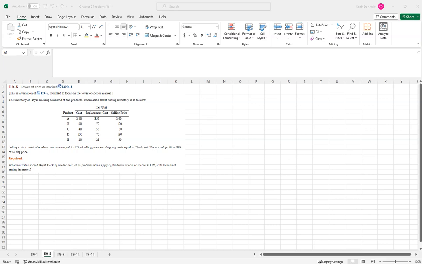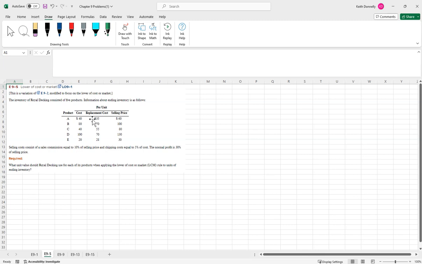All right, let's move to exercise 9.5. They're kind of giving us another situation here. Looks like they have 5 products, A, B, C, D, and E. They're going to have 2 expenses here, selling expenses. 1, 10% of sales price. 2, 5% of cost. Normal profit is 30%. They're saying, hey, if they use lower of cost or market, how would we value this inventory?